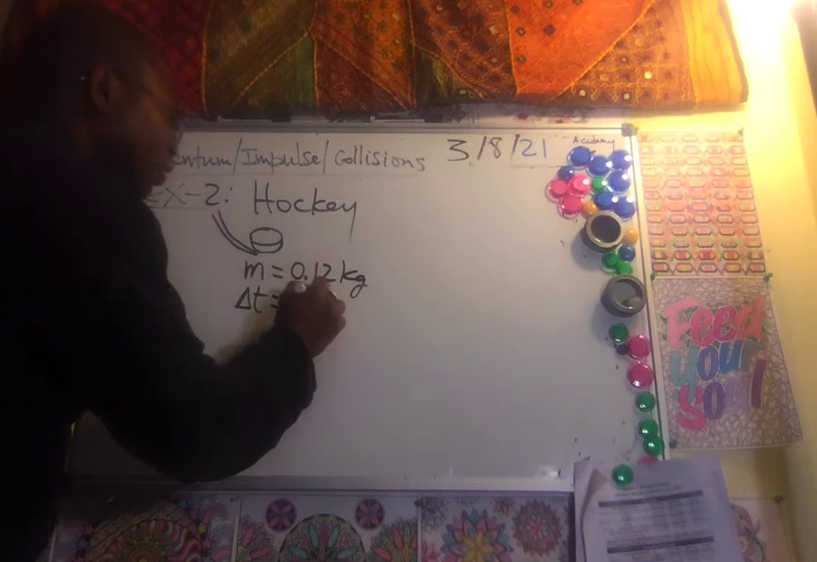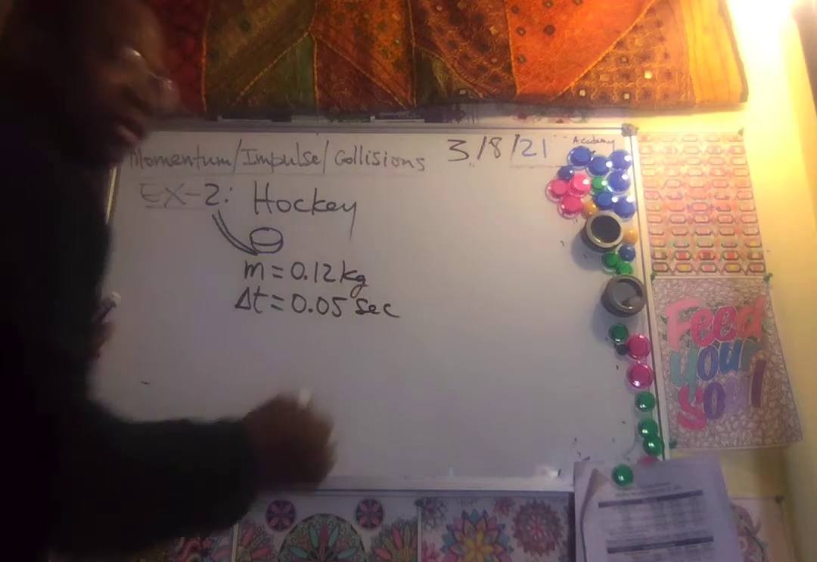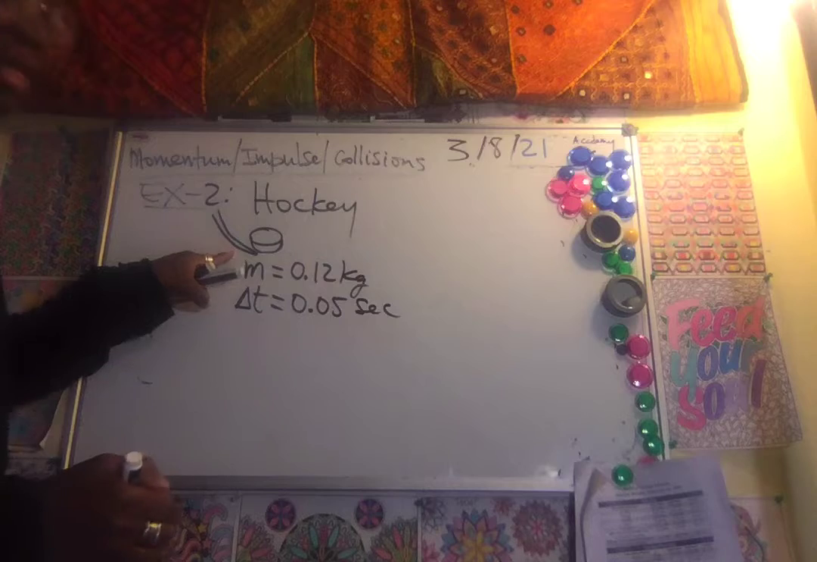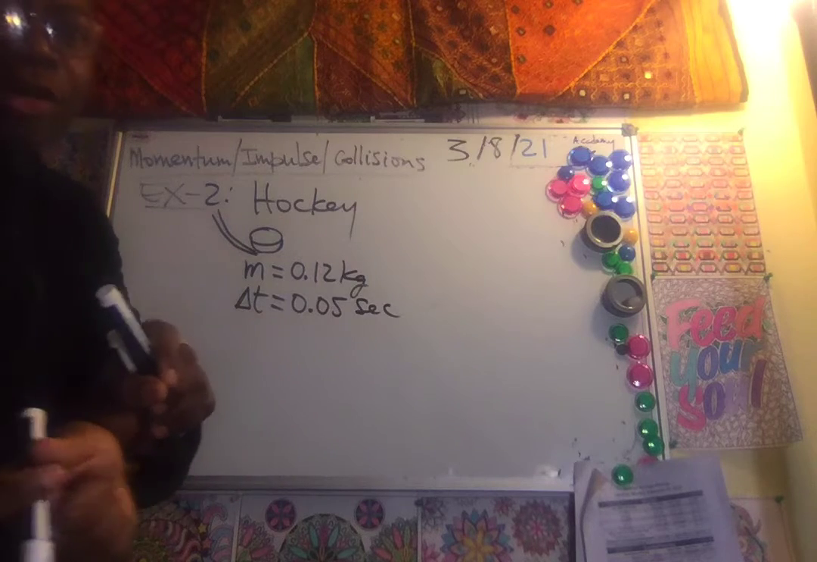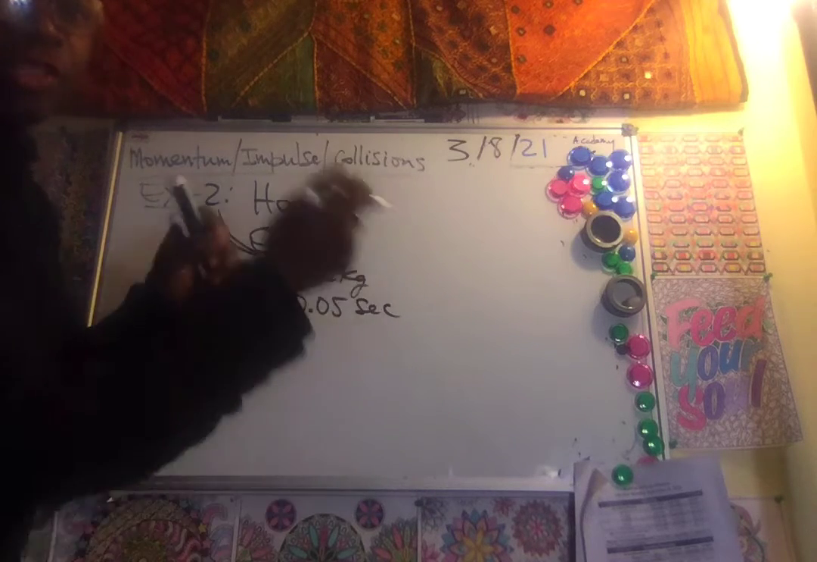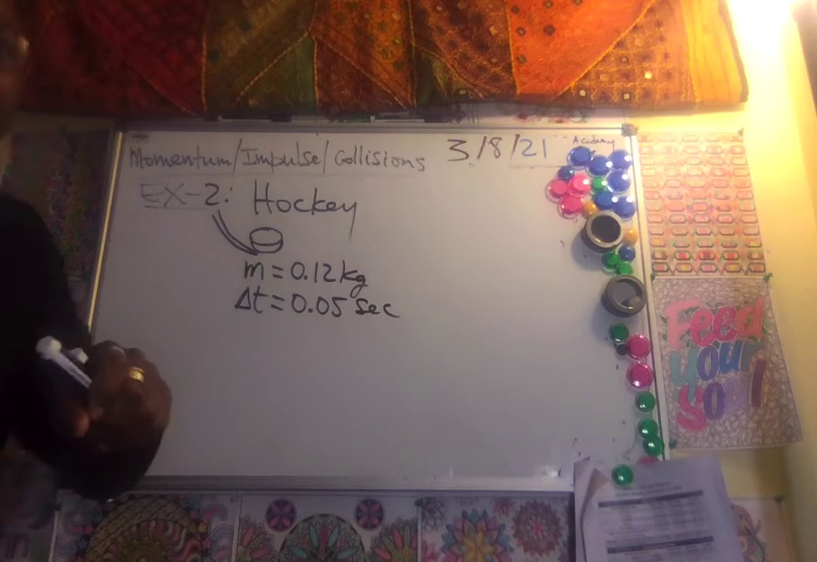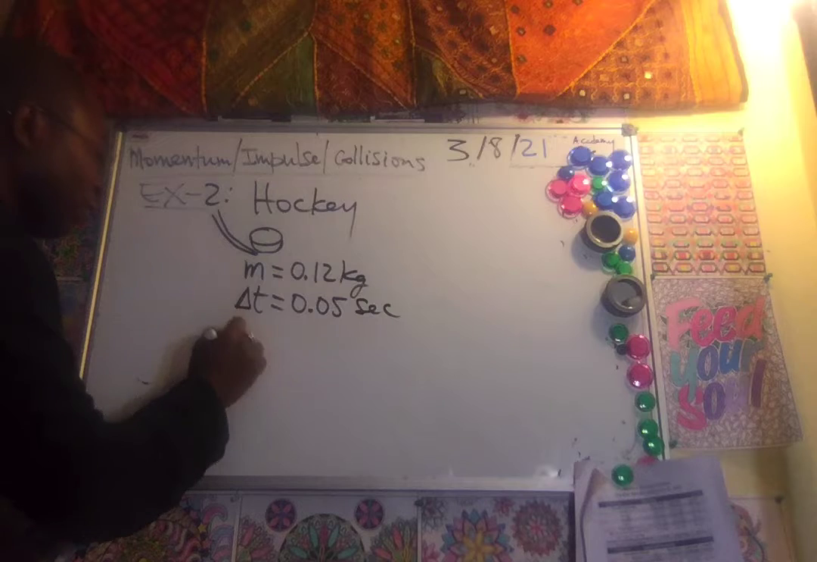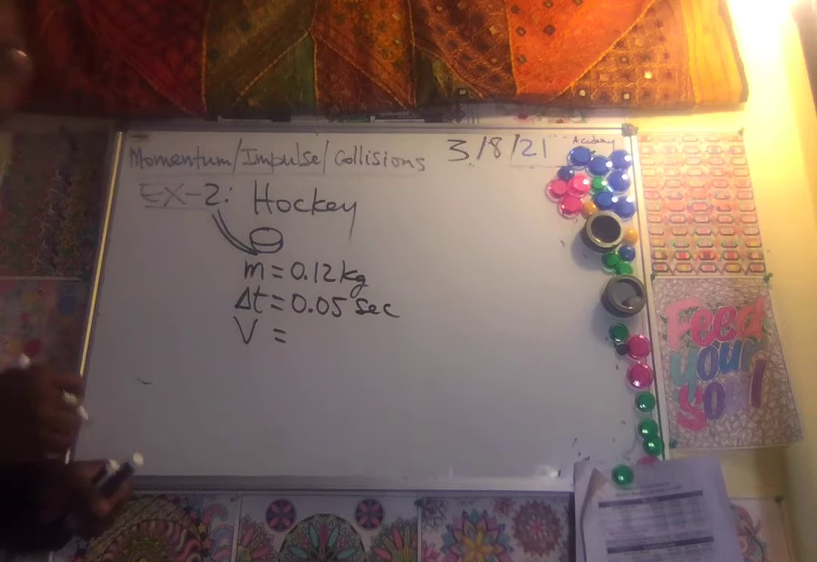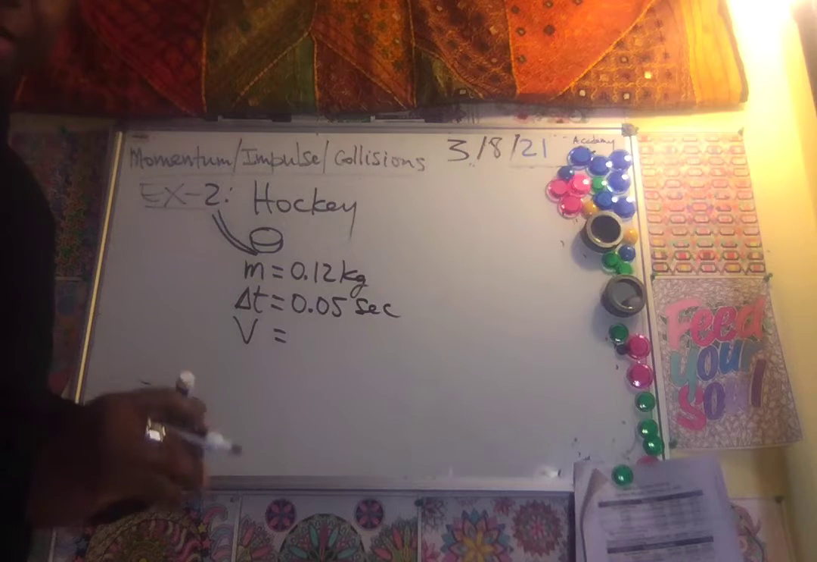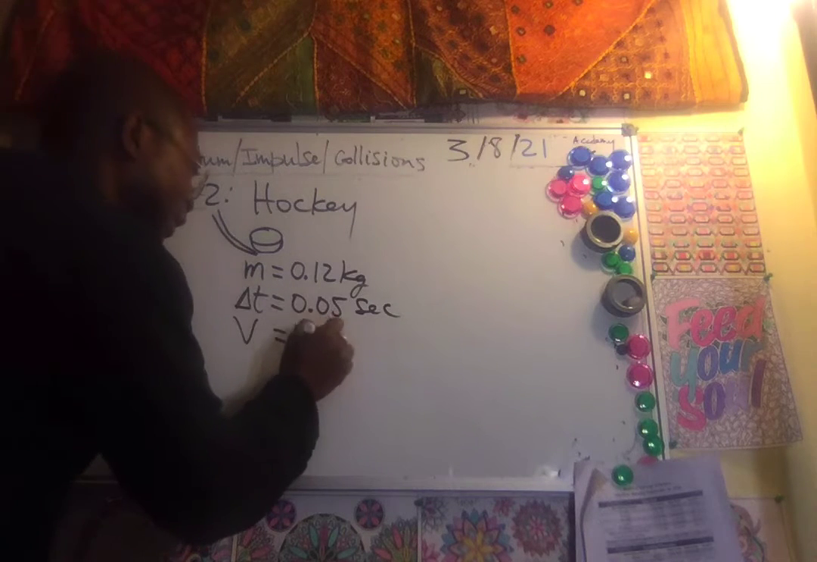Let's say 0.05 seconds. The stick stays in contact with the ball for about 0.05 seconds before it takes off. And let's say it takes off with a velocity, and we want to make it lower, we don't want 90 meters. Let's say 20 meters per second.